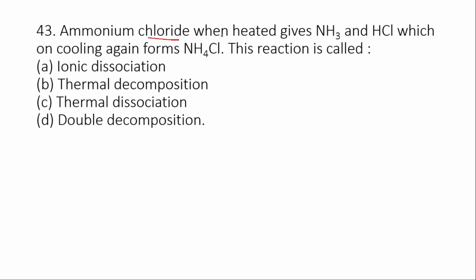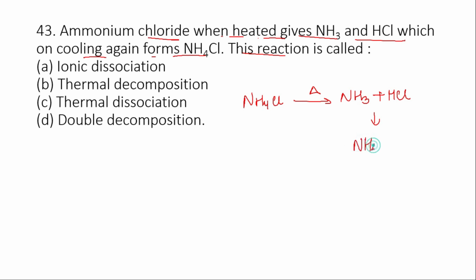Ammonium chloride when heated gives NH3 and HCl, which on cooling again forms NH4Cl. This kind of reaction we have already done, but I might have misplaced it or added it once again. Anyway, we will just do it. Ammonium chloride, NH4Cl, on heating gives NH3 and HCl, but once it is cooled it will again give you back NH4Cl.